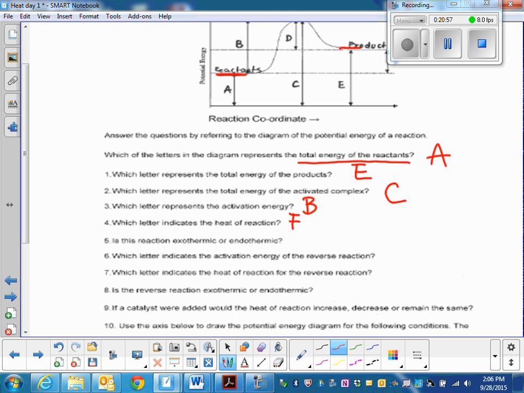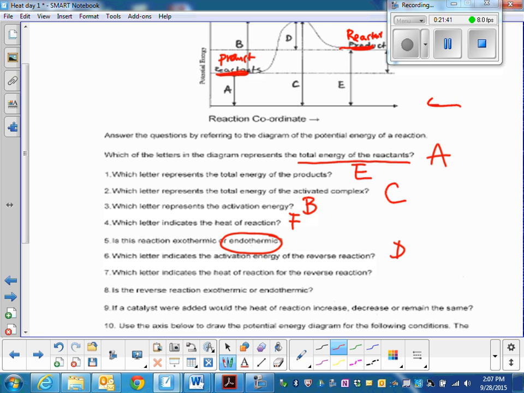Joselito, is it an endothermic or an exothermic reaction? It is an endothermic reaction. Now, Freda, which letter indicates the activation energy for the reverse reaction? Meaning, you now consider this to be a reactant and you consider this to be a product in the reverse reaction. So this is my energy of reactant, this is my energy of product. What is the energy of activation? D is correct.